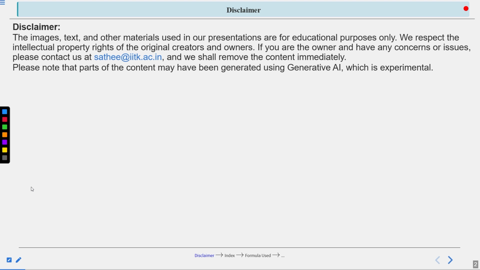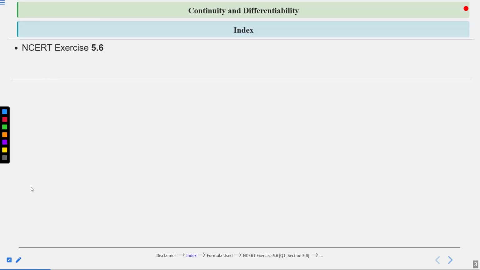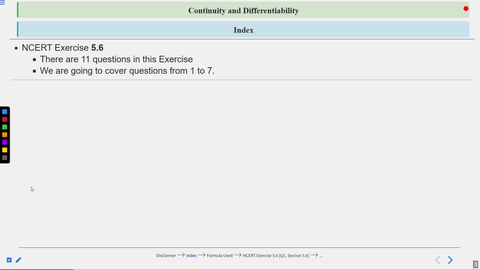So let us start. In this section, we will study NCERT exercise 5.6. There are 11 questions in this exercise, and we are going to cover questions from 1 to 7.